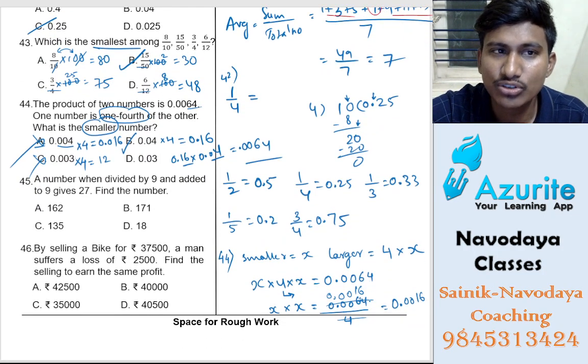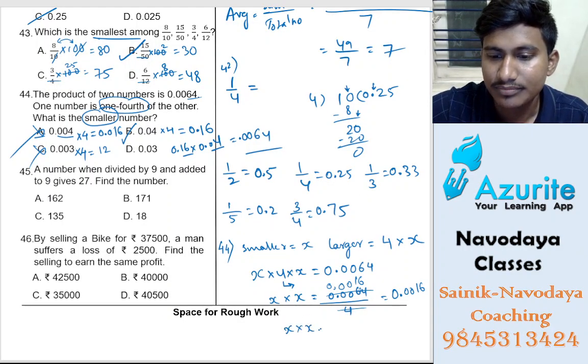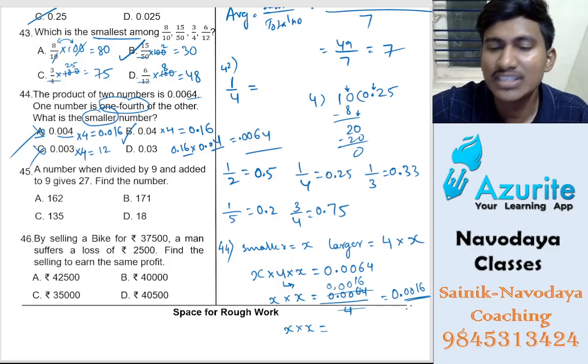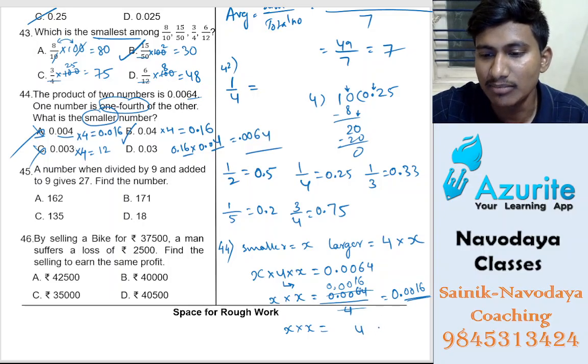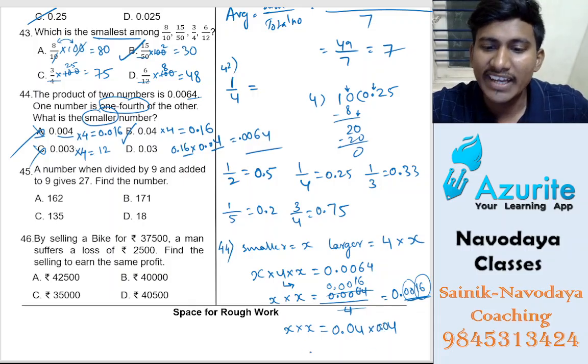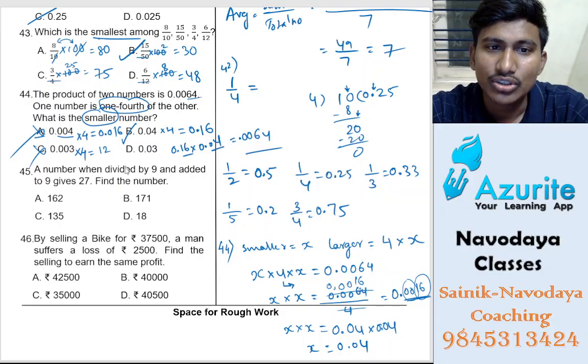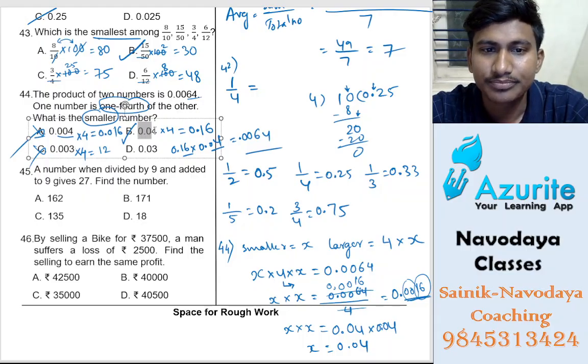So here x into x, so we know 0.0016 means 4 4s are 16 will come, right? So 4 4s are 16 means there are 4 decimal places. So we have to take 0.04, 0.04. So x will be 0.04. So that is the option B here. Understood? So that is how you do it. Okay?